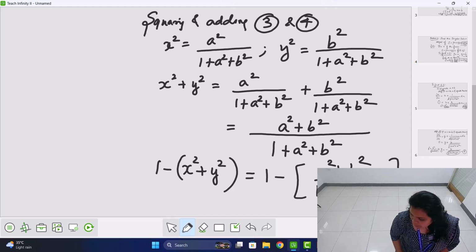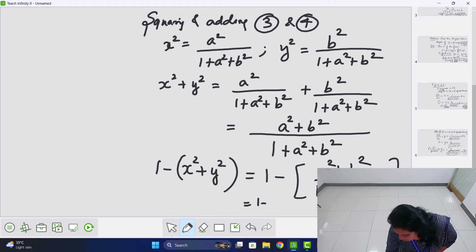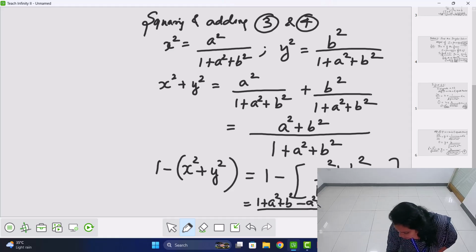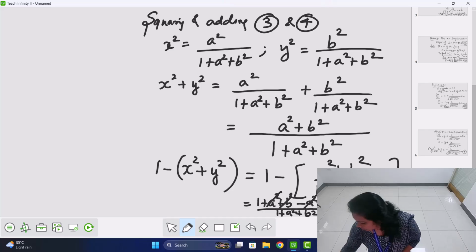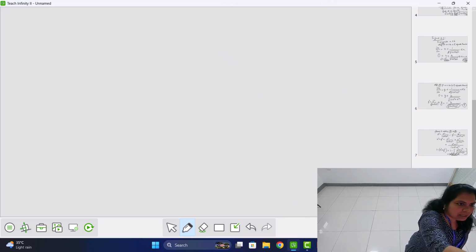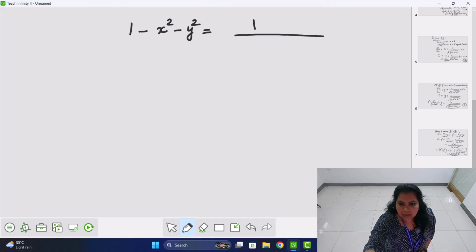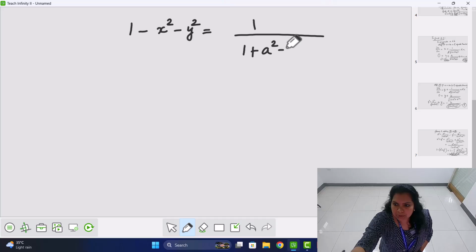So now you take an LCM here. So the common LCM is 1 plus a square plus b square minus a square minus b square divided by 1 plus a square plus b square. So cancel the term. So what do you get here? So 1 minus x square minus y square is equal to 1 by 1 plus a square plus b square.